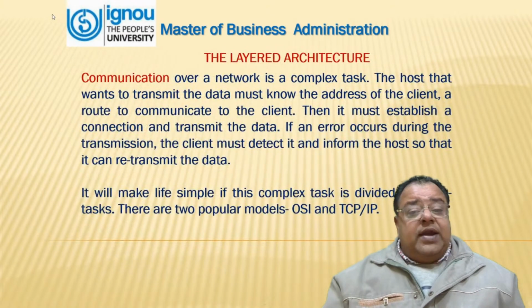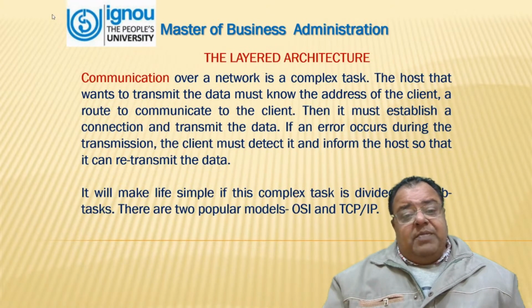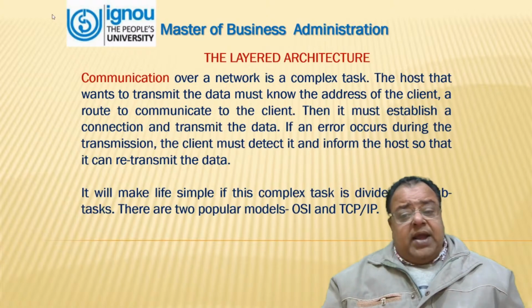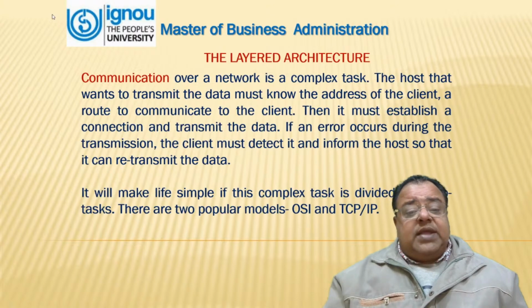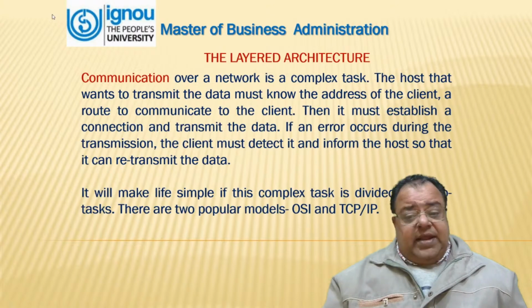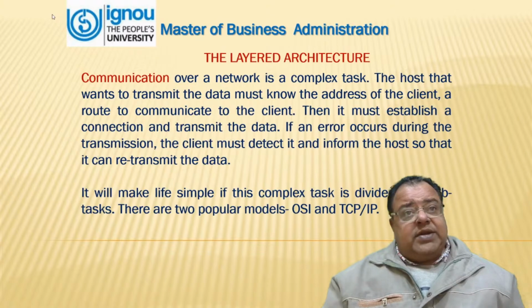The layered architecture. Communication over a network is a complex task. The host that wants to transmit the data must know the address of the client and a route to communicate to the client. Then it must establish a connection and transmit the data. If an error occurs during the transmission, the client must detect it and inform the host so that it can retransmit the data.